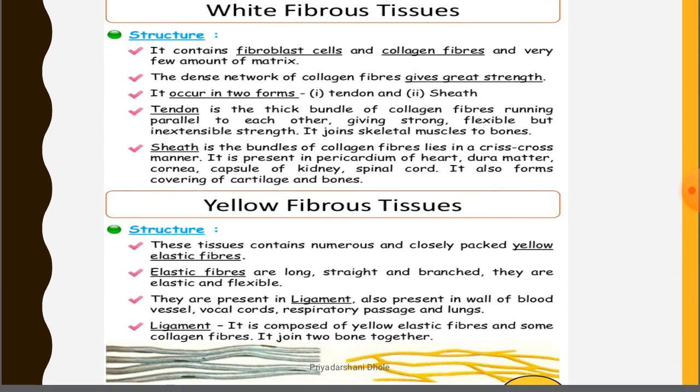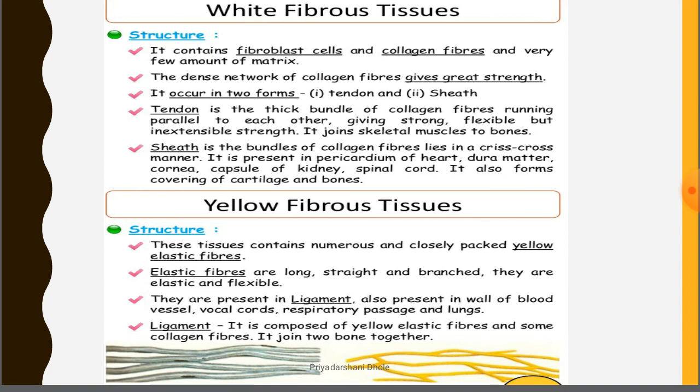White fibrous tissue contains fibroblast cells, collagen fiber, and very little matrix. The dense network of collagen fiber gives great strength. It occurs in two forms: tendons and sheaths. A tendon is a thick bundle of collagen fibers running parallel to each other, giving a strong, flexible, but inextensible strain. It joins the skeletal muscle to the bones, and is nothing but white fibrous tissue.